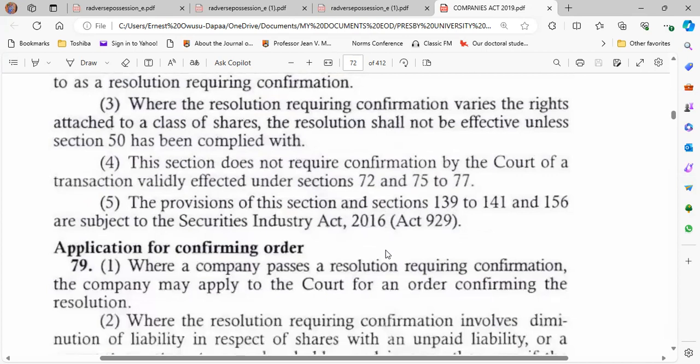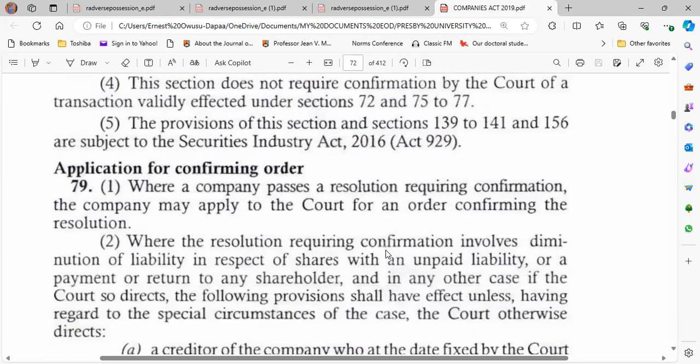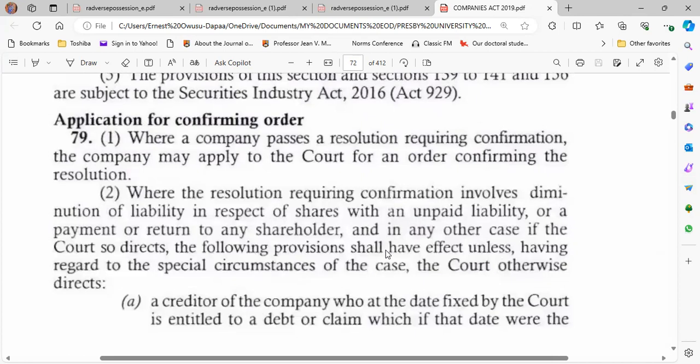So you have passed the special resolution now, and we are told that you need to get the court order to confirm it. So how do you do that? Section 79 tells us that once the special resolution is passed, seeking to reduce the share capital or do any of the other things, you will bring an application to court for an order confirming that resolution.